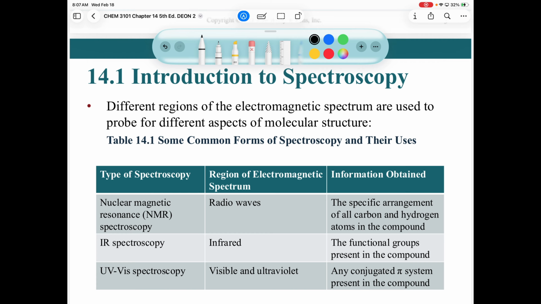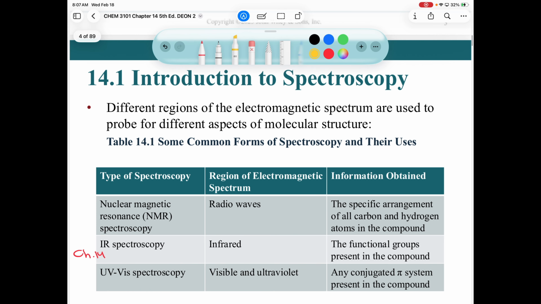Like I told you, in this chapter, chapter 14, we're going to focus on infrared spectroscopy. And what did I tell you on the very first slide? I said, what does infrared spectroscopy tell us? It tells us about functional groups. And so by looking at the infrared spectrum of an organic molecule, we can identify things like an ester or a ketone, or maybe a primary or secondary amine, etc.